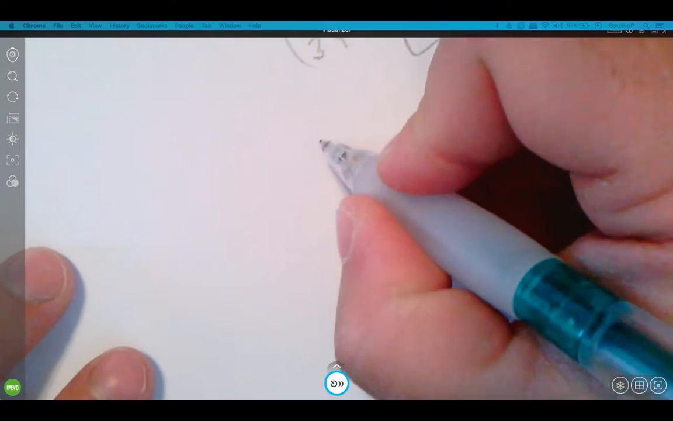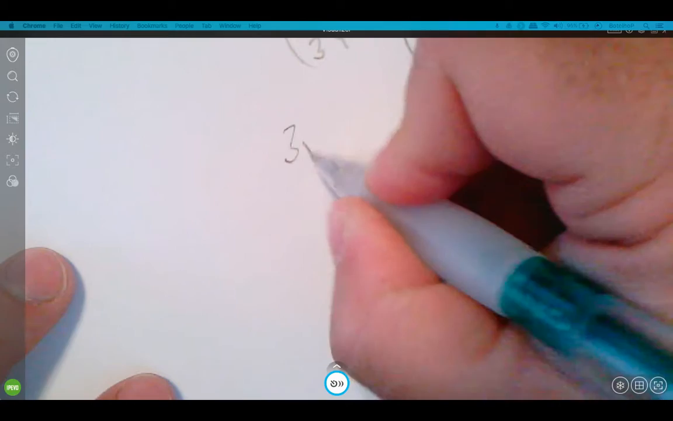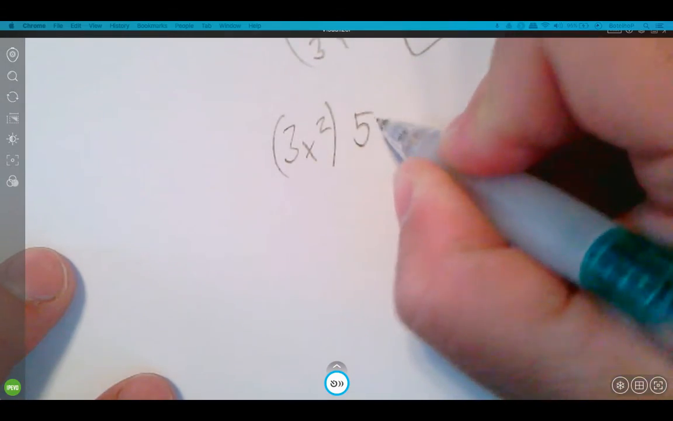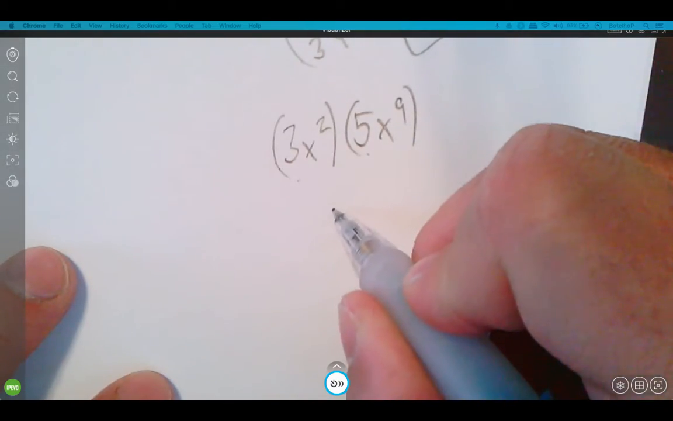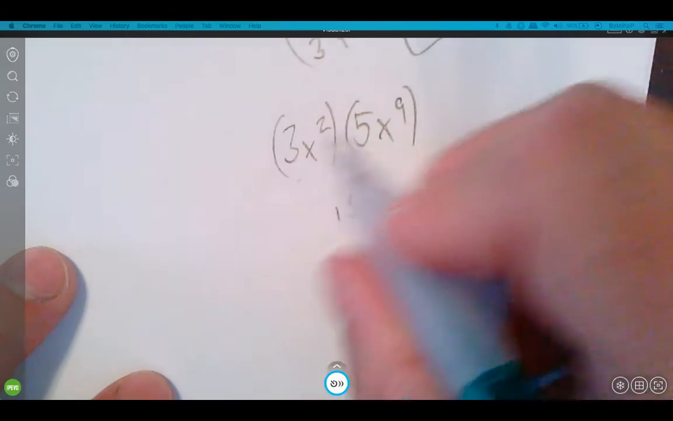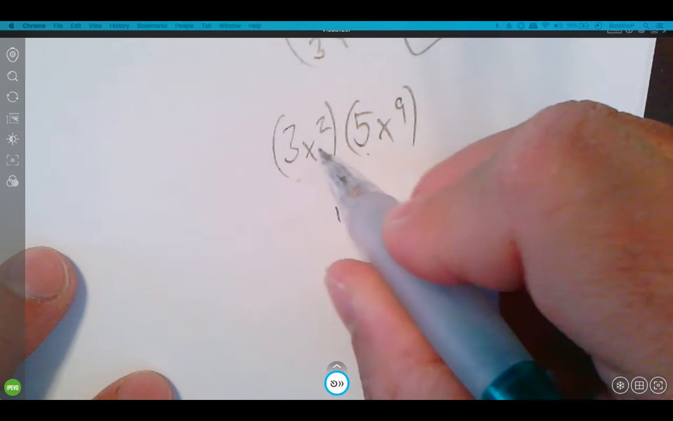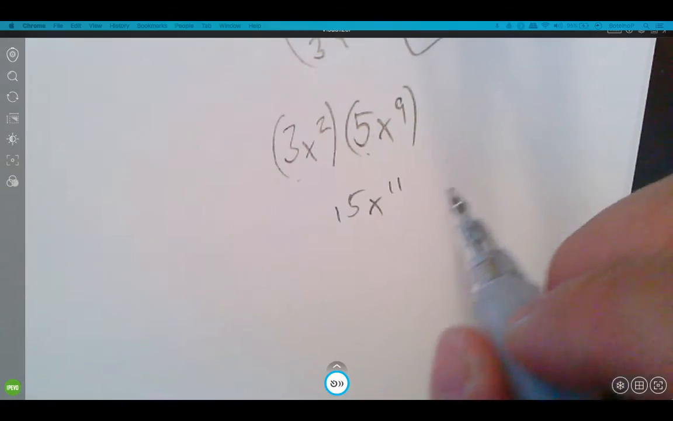Remember when dealing with constants, say you had an example like this, 3x squared times 5x to the 9th, okay? Just multiply the numbers like you normally would. This would be 15, and then deal with the powers using the exponent rules. This would be x to the 11th. It's the same base, so we add.